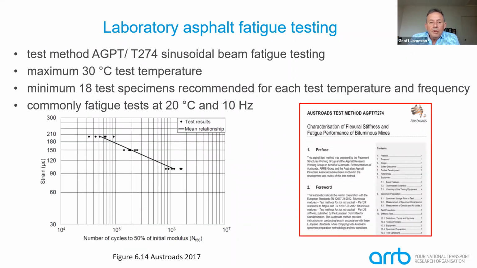Now, an alternative means of obtaining a fatigue relationship is from laboratory fatigue testing. And as I mentioned earlier, there's been considerable work in recent years in refining the test method, and shown here is the test method that's been developed in the last 5 years, where we would commonly test a minimum of 18 test beams at a certain temperature. Normally it would be a temperature of 20 degrees and a loading rate of 10 hertz.